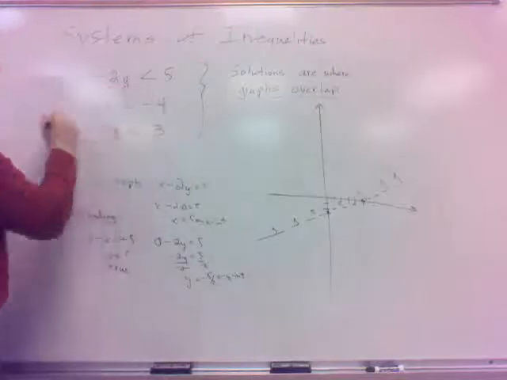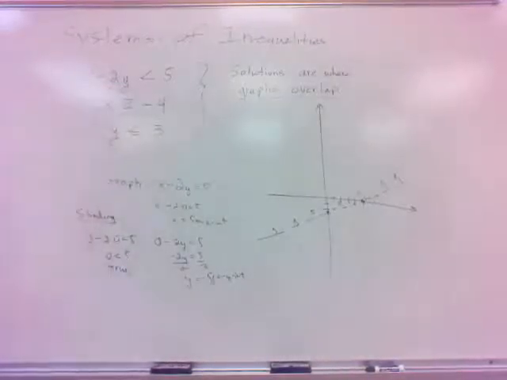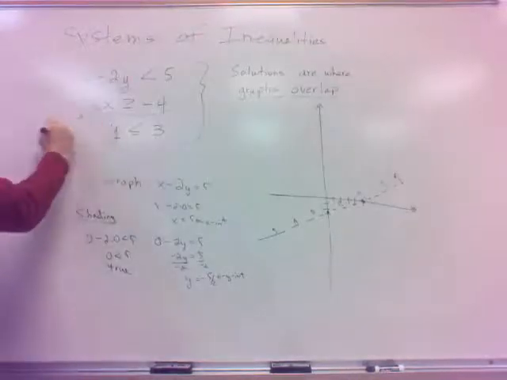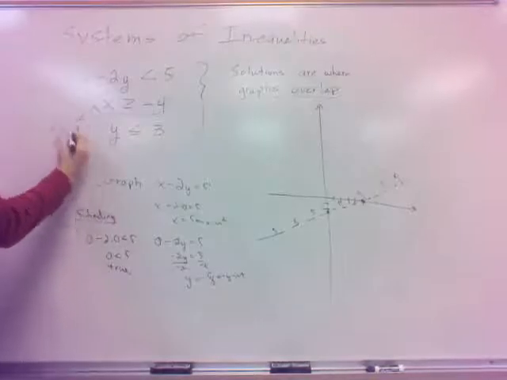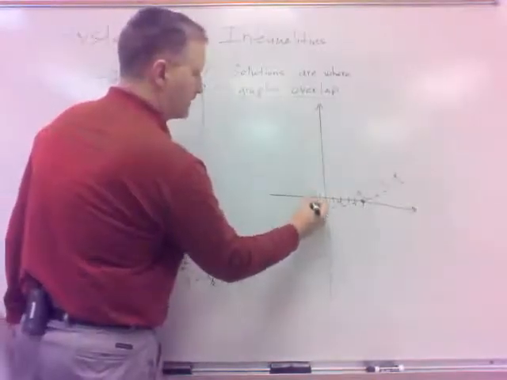All right. The others. Well, the other two are a little bit easier. What about x is greater than or equal to negative 4? Well, x equals, that's the vertical line, right? X equals the vertical line. So we'll go through negative 4 on the x, vertically speaking.